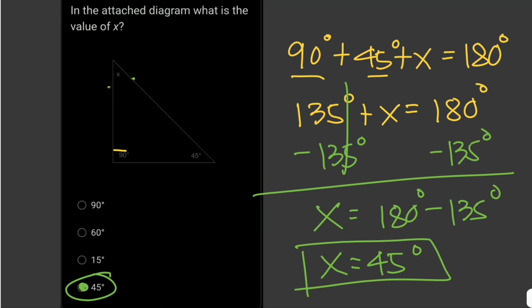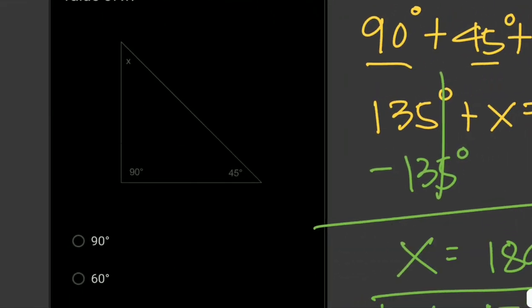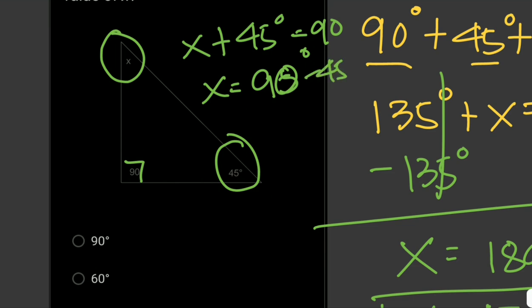Or you can solve it this way, since you already knew that this angle here is 90 degrees and the sum of the measures of the interior angles of a triangle is equal to 180 degrees. Therefore, we know that the sum of these two angles is equal to 90 degrees. So you can just simply add x and 45 degrees equals 90, and you subtract 45 from 90 degrees. You'll get the same answer, which is 45 degrees.